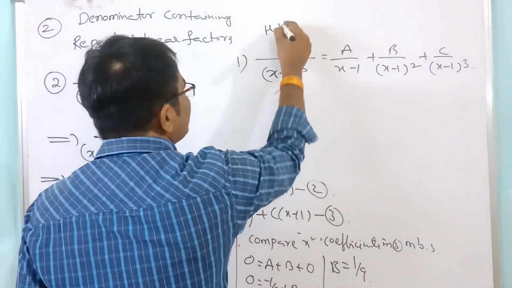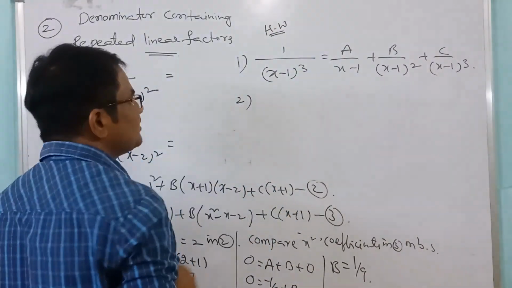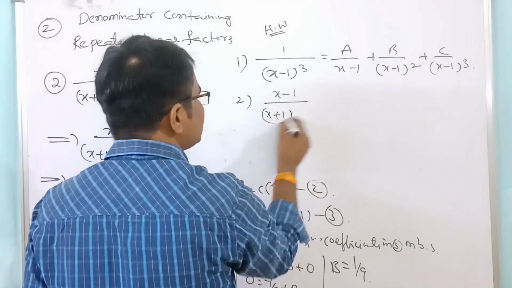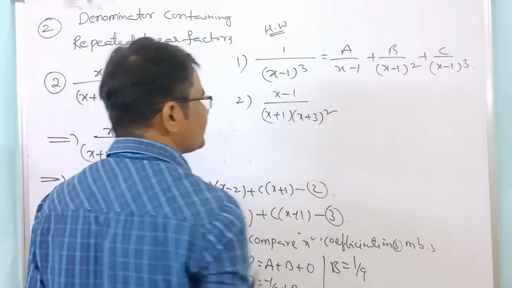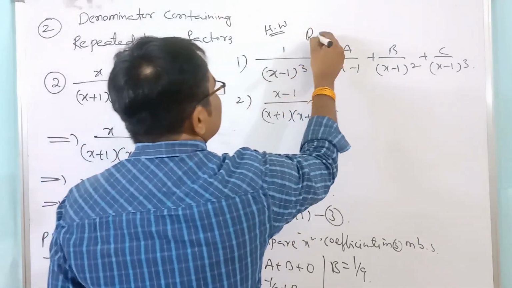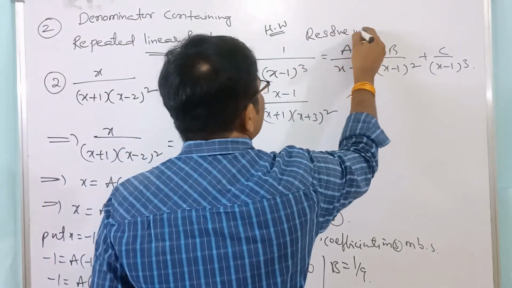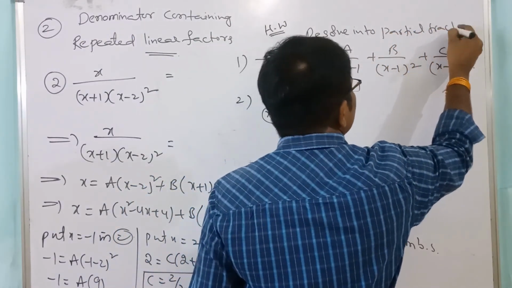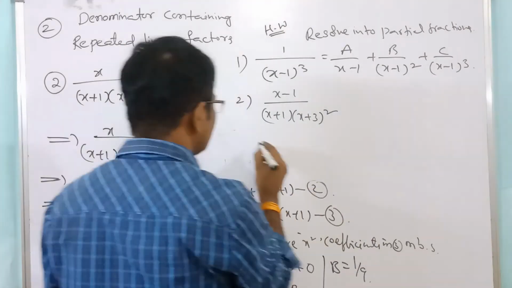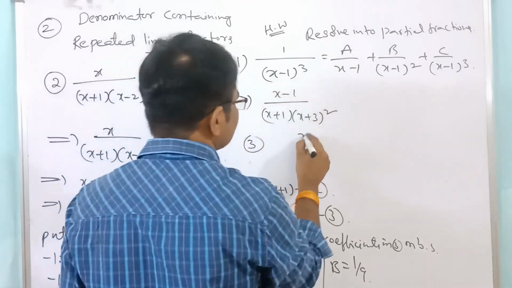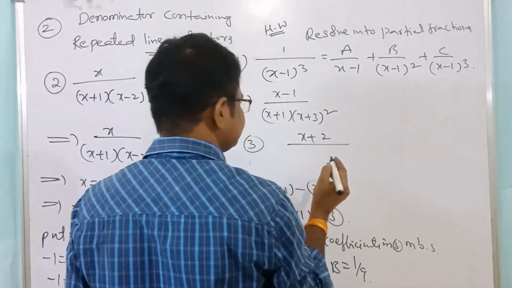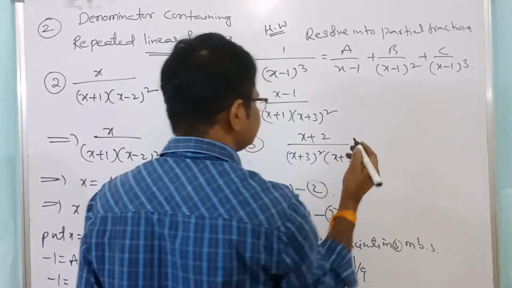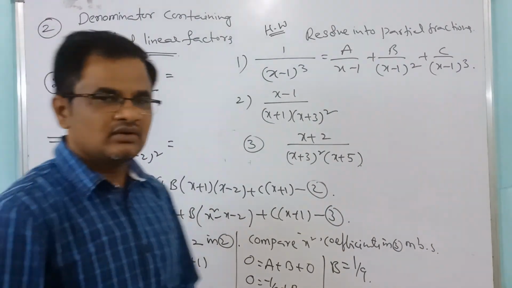These are the homework problems for the second method. And x minus 1 by x plus 1, x plus 3 whole square, resolve into partial fractions. And the third one is x plus 2 by x plus 3 whole square into x plus 5. So these three are homework.